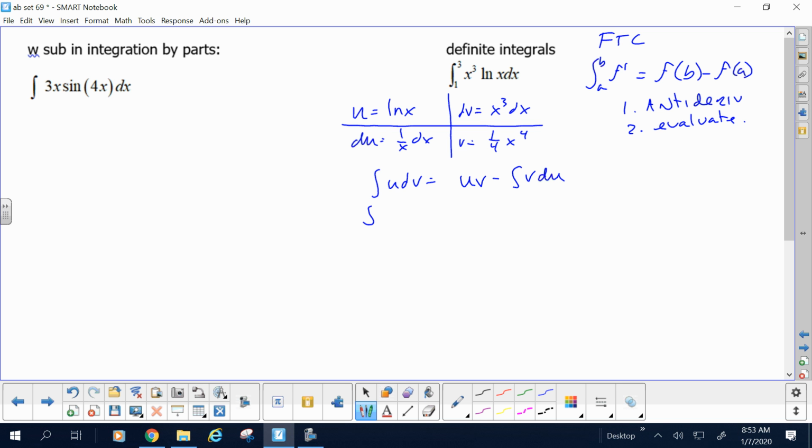In this case, then, right below, I'm going to say x cubed log of x is, now notice I'm not writing the integral, I'm just doing the antiderivative. All right? So, what is uv? Natural log of x times 1/4 x to the 4th. What's v du?